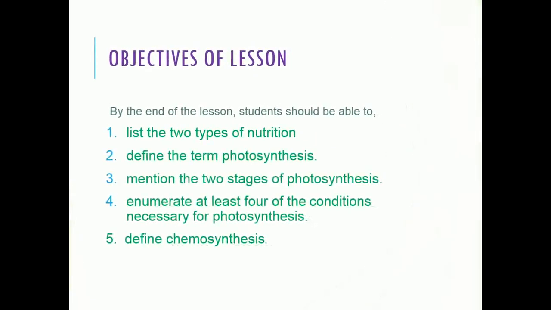Objectives of the lesson. By the end of the lesson, students should be able to: 1. List the two types of nutrition. 2. Define the term photosynthesis. 3. Mention the two stages of photosynthesis. 4. Enumerate at least 4 of the conditions necessary for photosynthesis. 5. Define chemosynthesis.